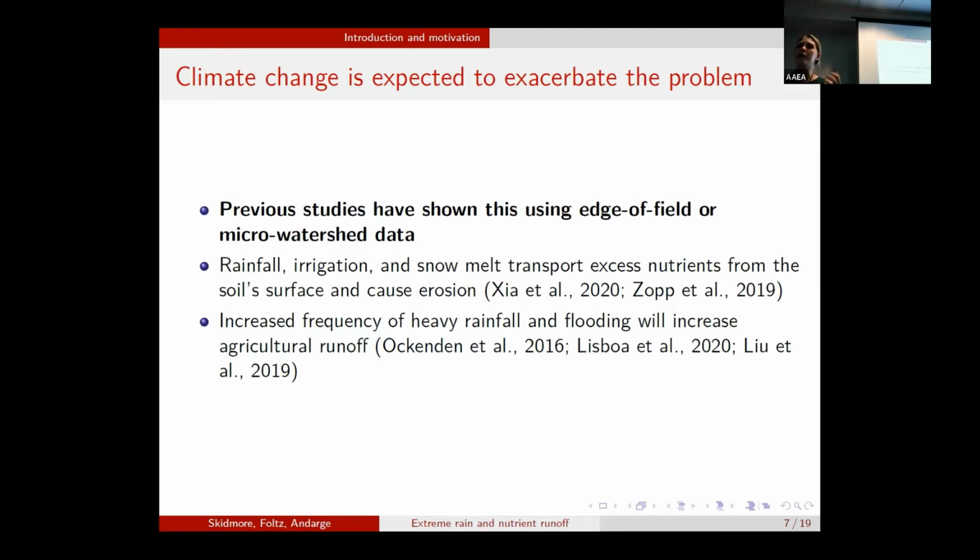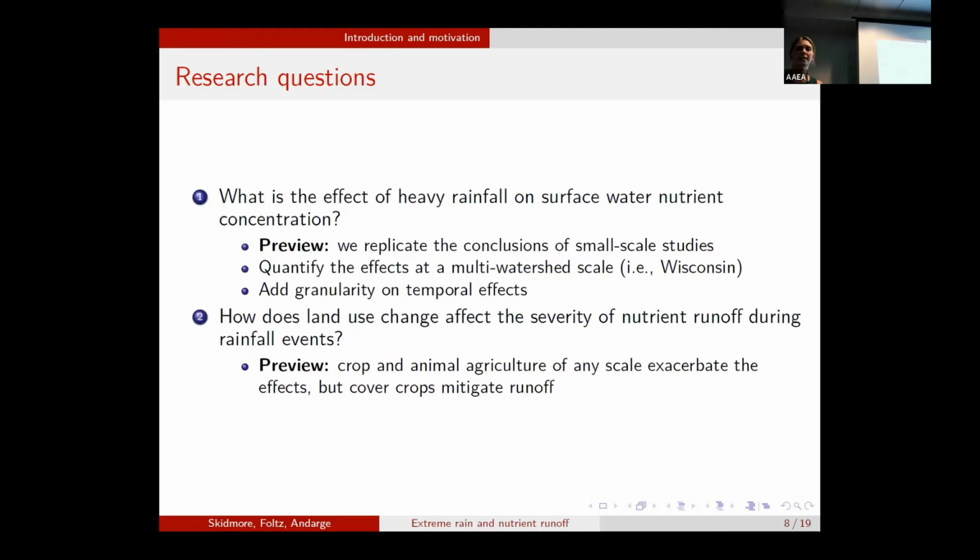So soil can actually have nutrients bonded to it. And so if you then drag the soil to the surface water, you're also bringing the nutrients along with it. And then adding on to this, there's some evidence that increased frequency of heavy rainfall and flooding will increase agricultural runoff, right? So if runoff occurs when there's heavy rainfall and you get more heavy rainfall, we would expect to have more runoff. And so that's what we're going to look at today.